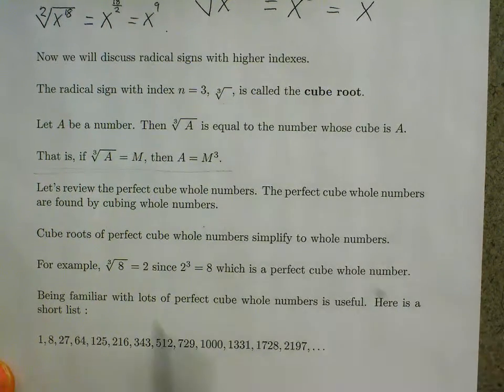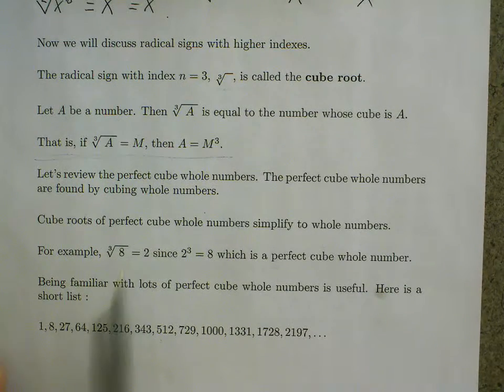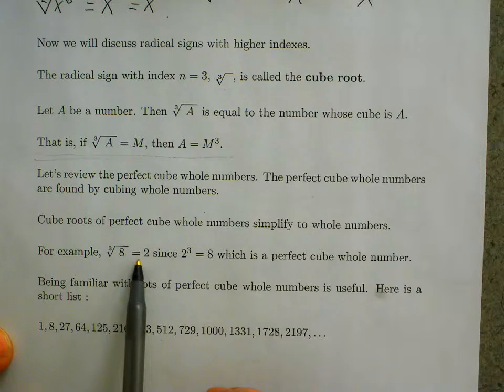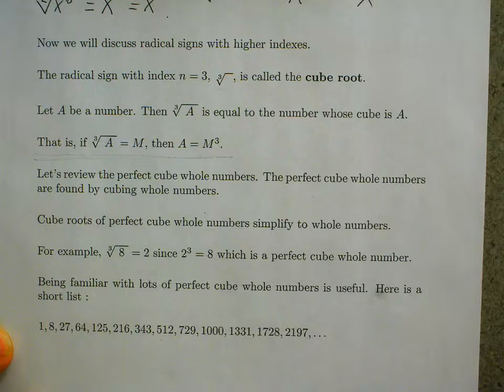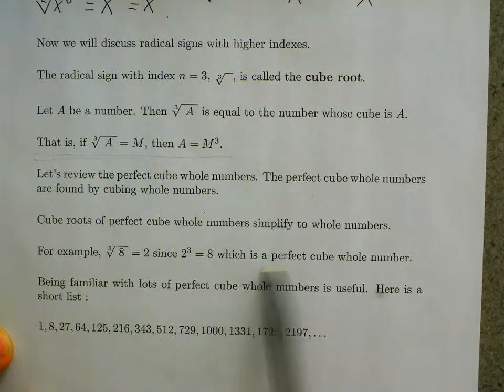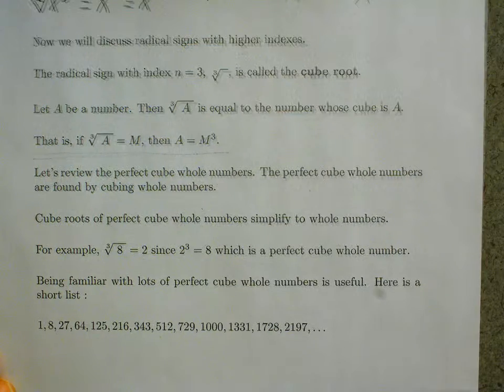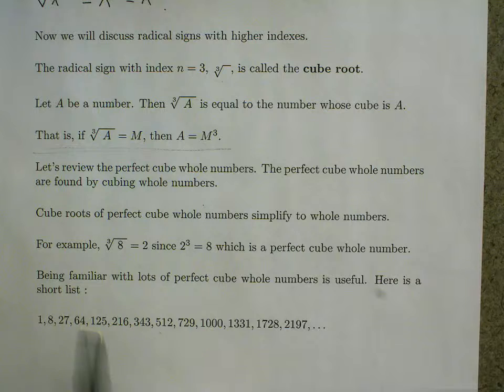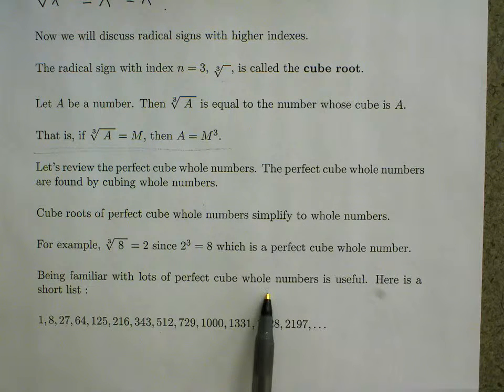So here's an example. The cube root of 8 equals 2 because 2 to the third power equals 8. So we say that 8 is a perfect cube whole number because when we compute the cube root of 8, we get a whole number. So it's a perfect cube. See what I mean? Okay, so being familiar with a bunch of perfect cube whole numbers is going to come in handy.